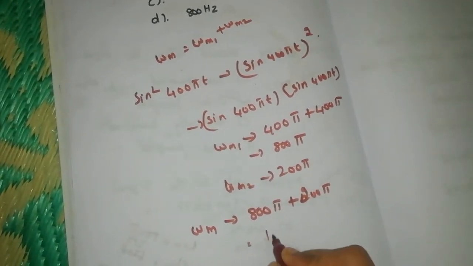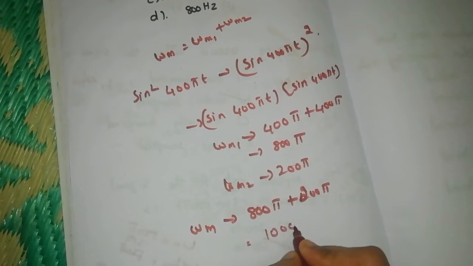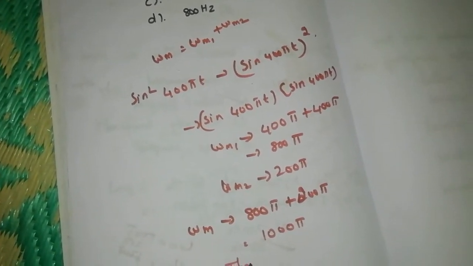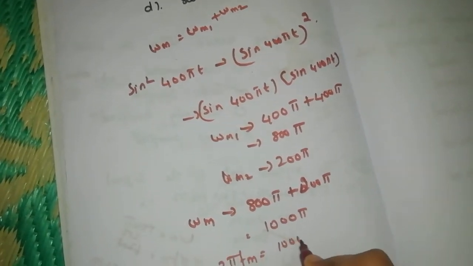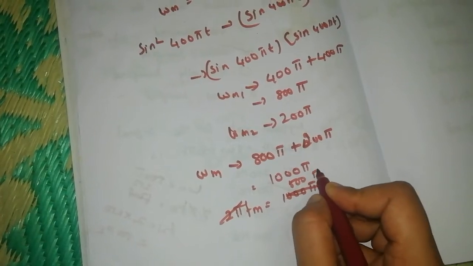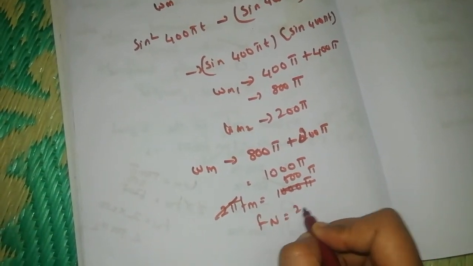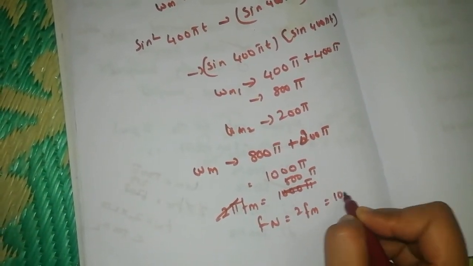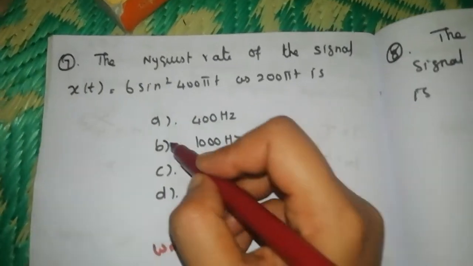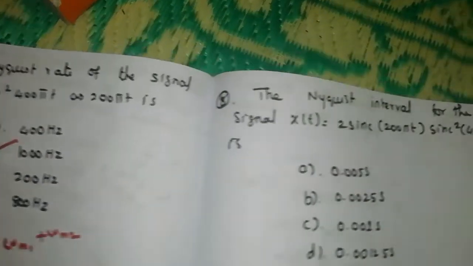So the highest frequency is 1000 pi. From that we have to find Fm, and we will get 500 Hz, and Fn is equal to 2 Fm, that is equal to 1000 Hz. So here the answer is B, 1000 Hz.